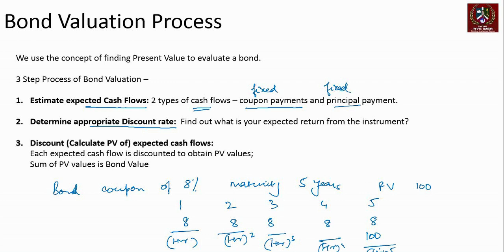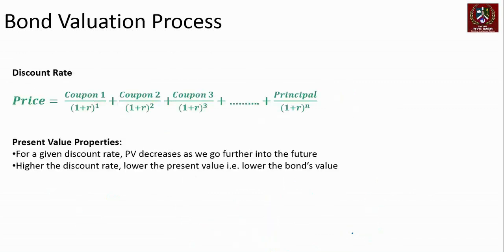If your expected return is 8%, which is what the coupon rate is, then the bond value will work out to exactly 100 rupees. All you're doing is discounting this set of cash flows. The sum of all these present values is what you are looking at as the final value of the bond. That's all you are doing. That's the equation that we saw.